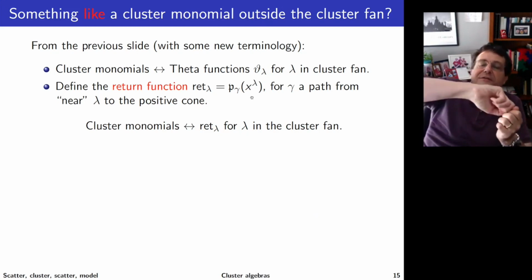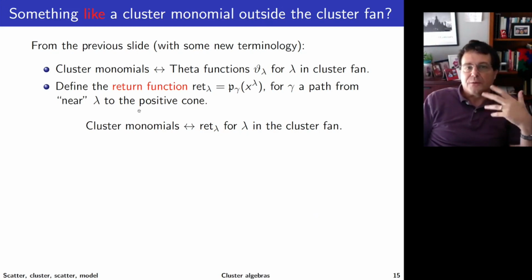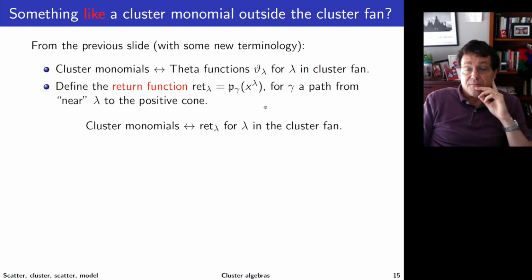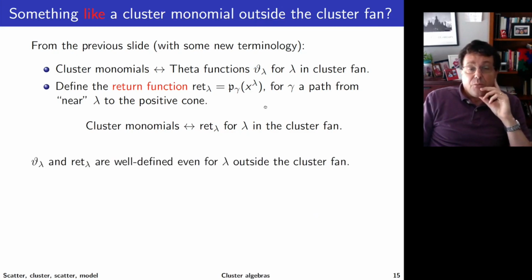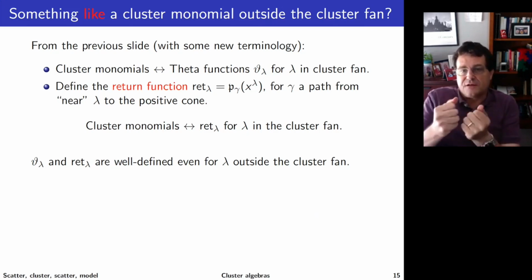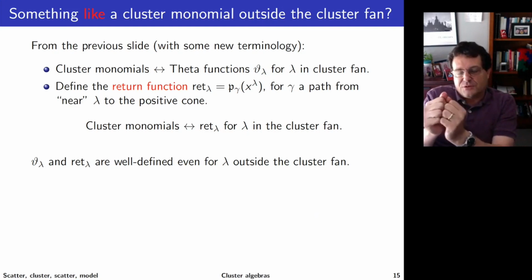And also your path starts near that vector and goes to the positive cone. So we'll call that a return function, that certain path-ordered product applied to a monomial in the x's. And the theorem on the previous page says cluster monomials correspond to return functions for lambda in the cluster fan. But the point is, either one of these things, theta functions or return functions, you can do them and they're just fine, even if you're not in the cluster fan. If you're starting with a vector that's in the cluster fan, in other words, a vector that somehow morally lives in the cluster algebra, then you'll get that cluster monomial out.